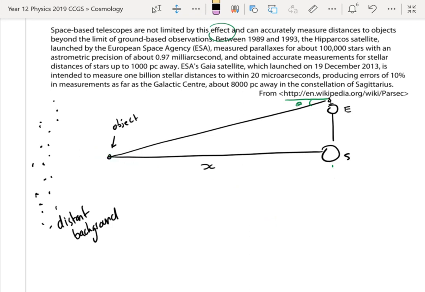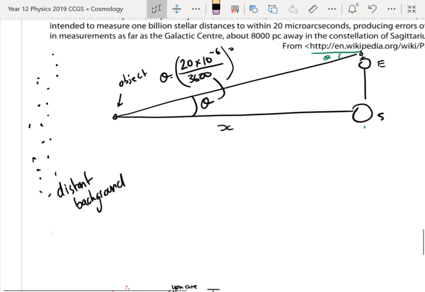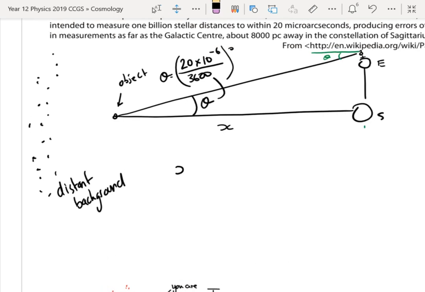So, we're going to set the minimum angle, theta, here to be 20 micro arc seconds. That should be a 3,600. Okay, so there's our theta there. We're nearly there, we're nearly there. All right, let's solve for x.